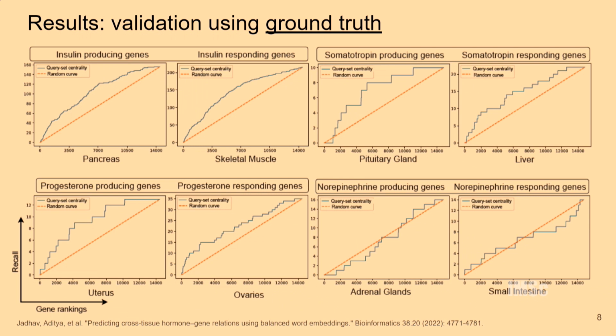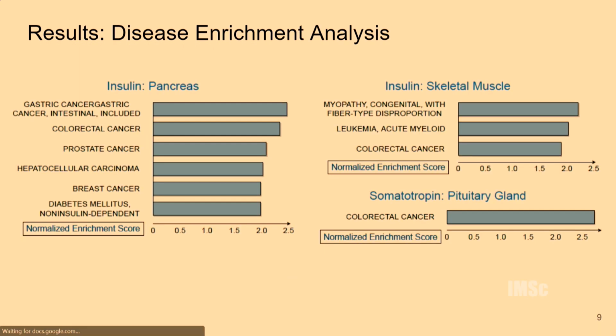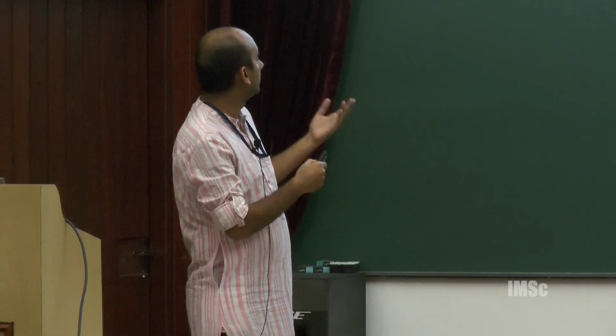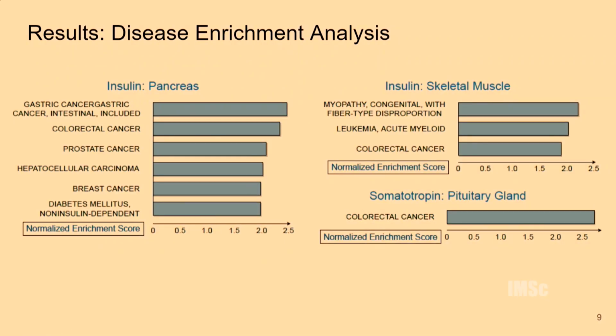So this is the form of validation which can be done when we know the ground truth. But again, our ground truth is limited, and for many hormones we don't know the ground truth. And there we use different forms of analysis on these results. So for example, for the genes that are ranked higher in insulin, higher in pancreas, which respond to insulin, we did a disease enrichment analysis to see if they are enriched for any disease which is related to insulin, and we saw some good results, like for insulin pancreas there is diabetes mellitus, which is expected to come at the top.